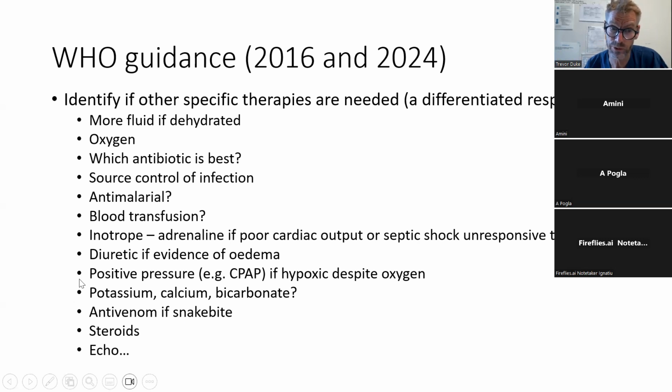Do they need some positive pressure ventilation? Do they need to be on CPAP if they're hypoxic despite oxygen? And then consider what their potassium is. For example, if they've had lots of diarrhea, their potassium might be very low. Or do they need some calcium to support their heart function, or some bicarbonate because they've got a severe acidosis?